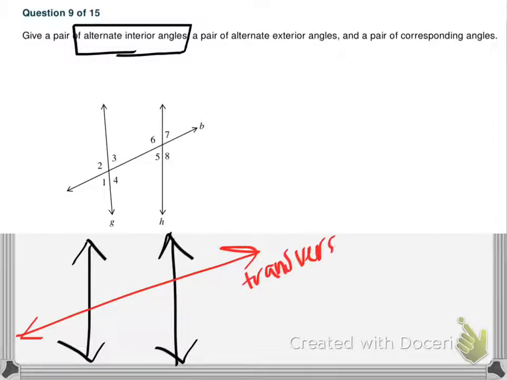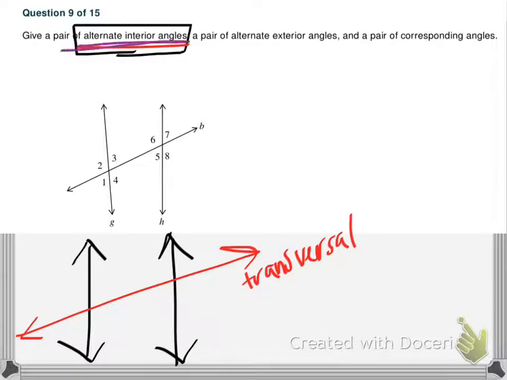A line that cuts through two or more lines, or intersects two or more lines, is a transversal. This red line, or this transversal, is intersecting two parallel lines. When two parallel lines are intersected by a transversal, there are special relationships that are formed. And in this case, we want to know about alternate interior angles.